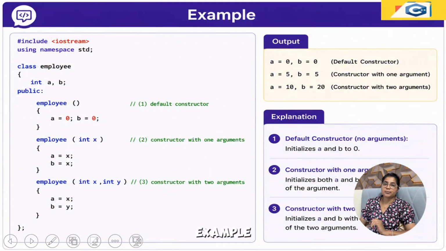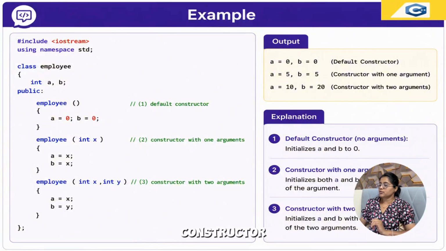Now, see the example. I have a class employee with data members A and B. Inside the public section, employee, the first constructor is default constructor in which we don't have to pass any parameters. The second constructor, I have passed only one parameter, that is a parameterized constructor. The third constructor has 2 arguments. Okay, so you can see in all we have 3 constructors. Clear? Multiple constructors in a class.